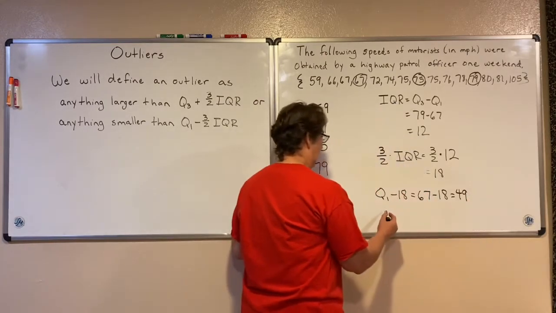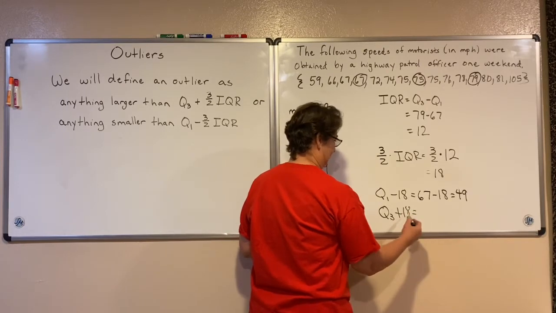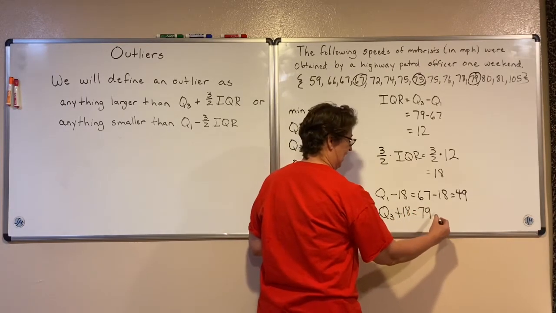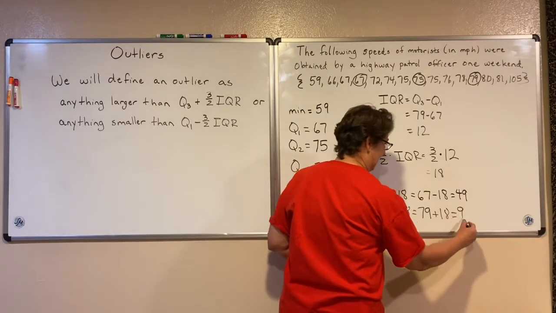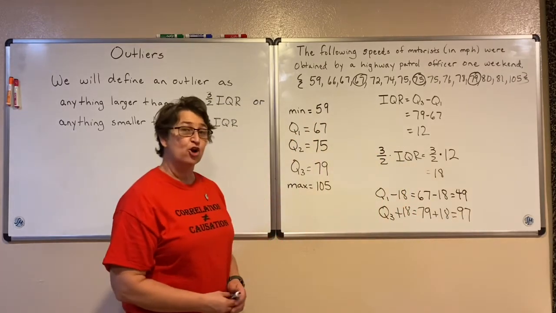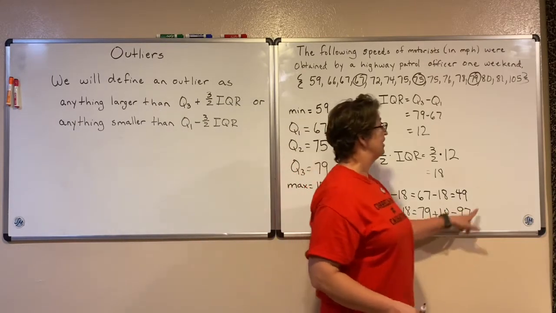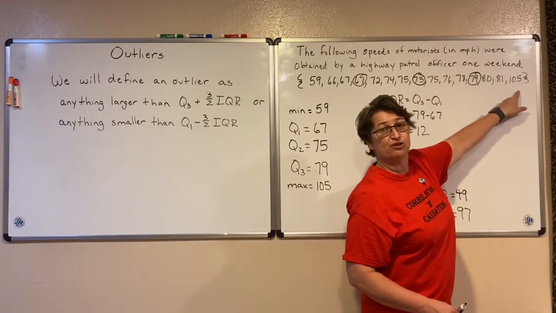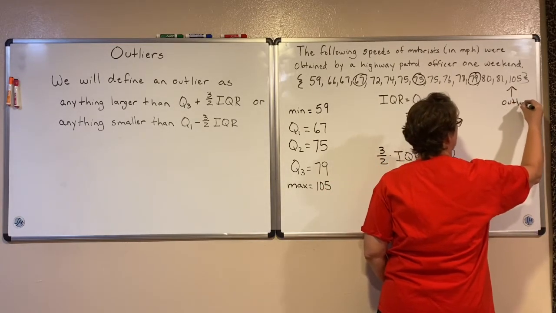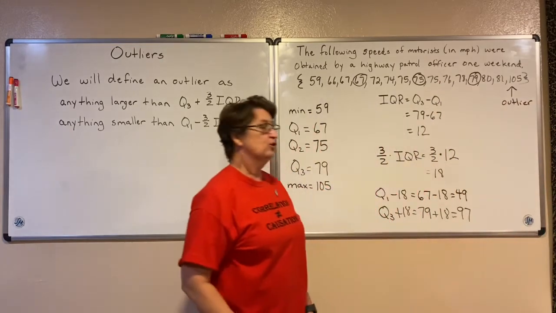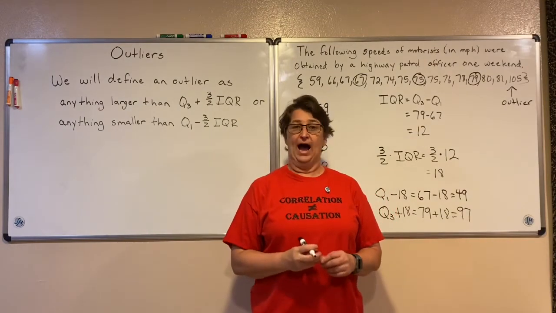So then I'm going to take my Q3 and add 18. So Q3 is 79. I'm going to add 18, which is 89 plus 8 makes 97. Anything bigger than 97 is an outlier. So in this case, do we have anything bigger than 97? Sure enough, this 105 is an outlier. That is an outlier. So we use this definition to help us to find our outliers.